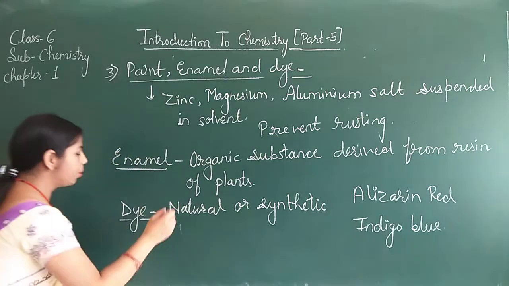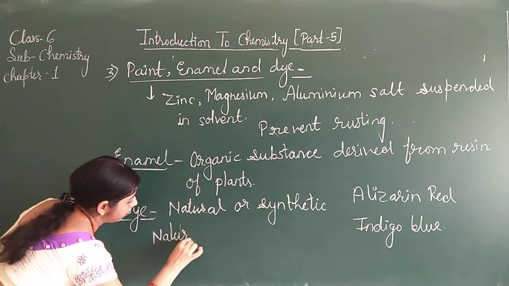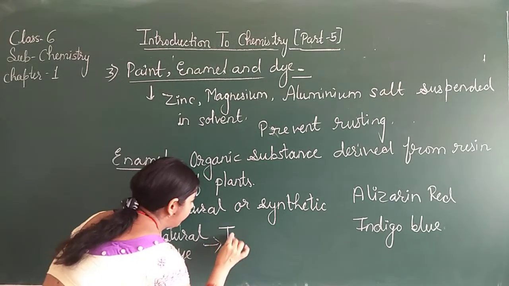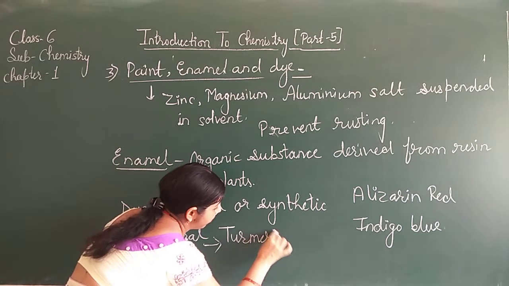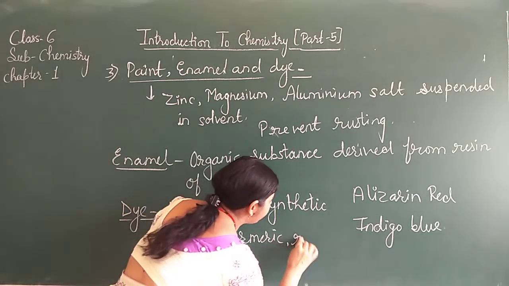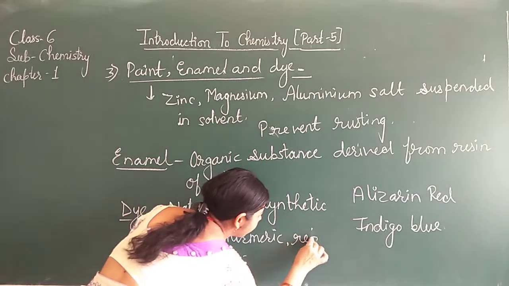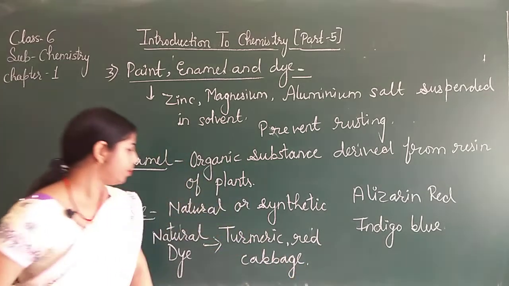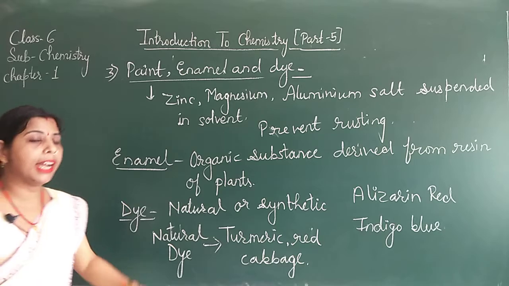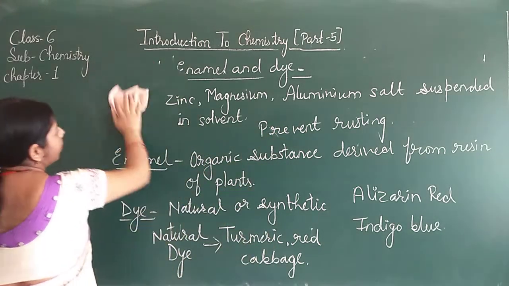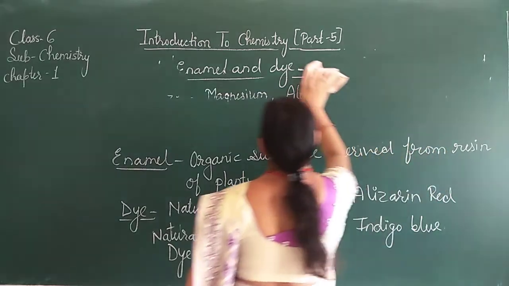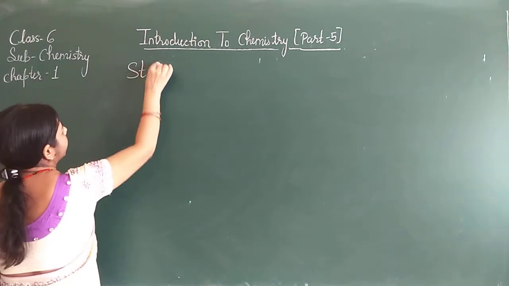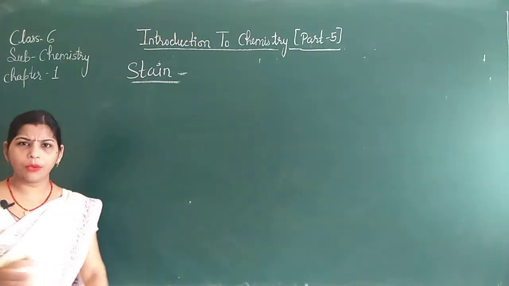Some natural dyes are also used, just like turmeric and red cabbage. So this is all about paint, enamel and dye. But with these things, one important term also comes, that is the stain. Everyone knows about stain.